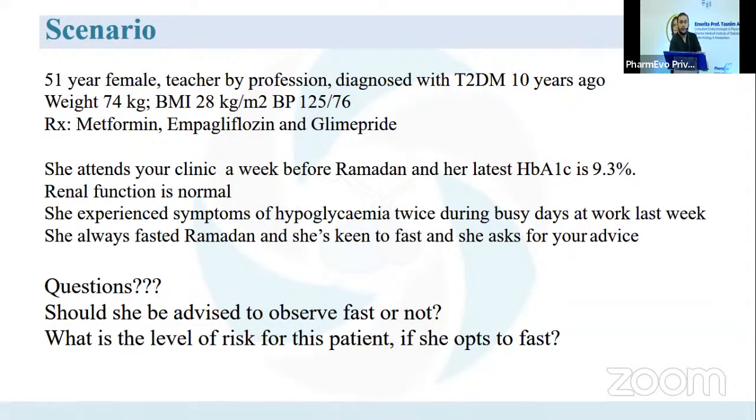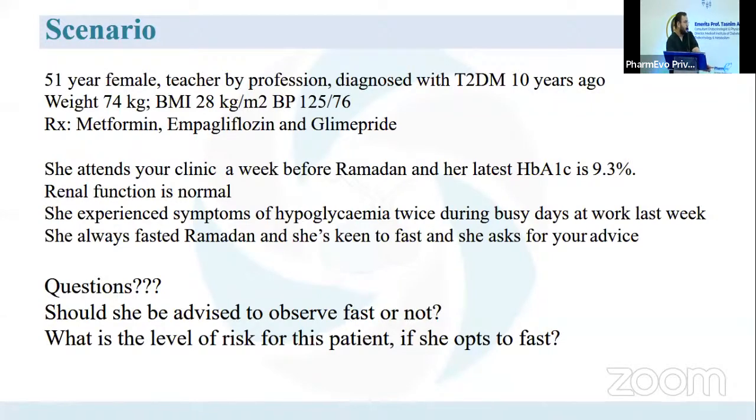So if we go back to that risk stratification chart, then we can see that she has a duration of diabetes of around 10 years. That will be adding 1 point. She had 2 recent episodes of hypoglycemia during her busy days last week. So 3.5 scores will be added further. Her A1C level was 9.3%. So it gives her 2 more points. And she is on glimepiride, so that is 0.5 more points, totaling 7 points for her.